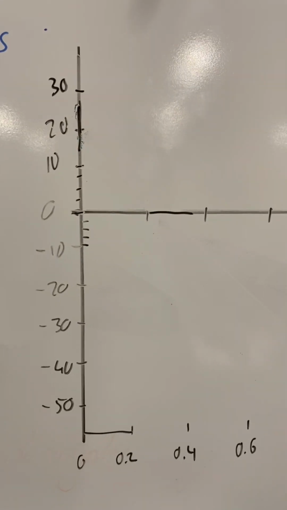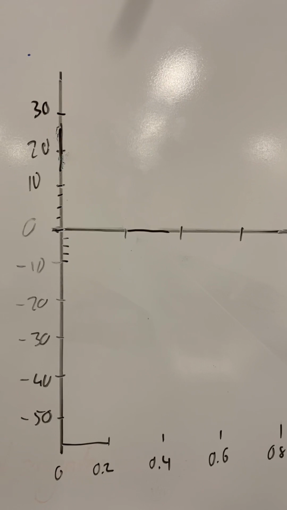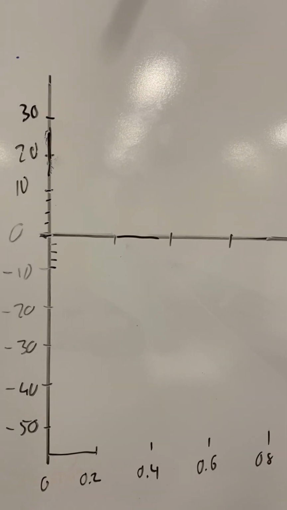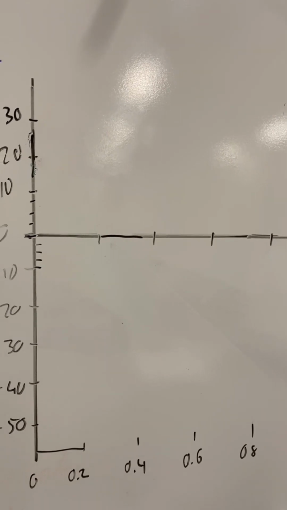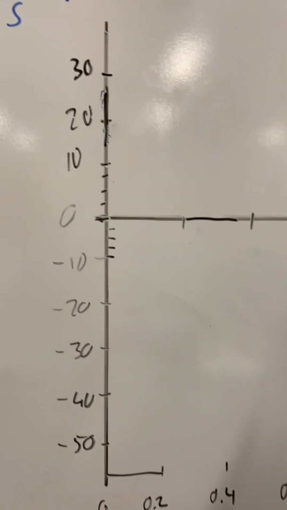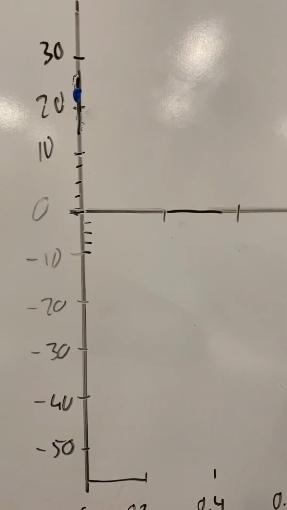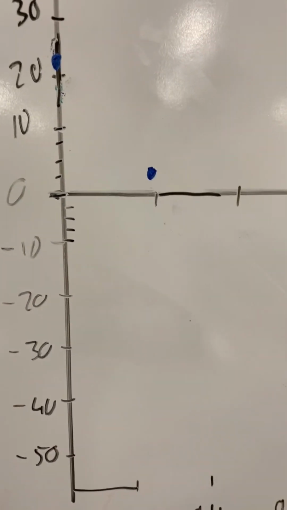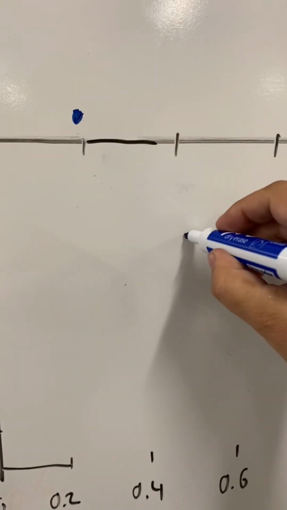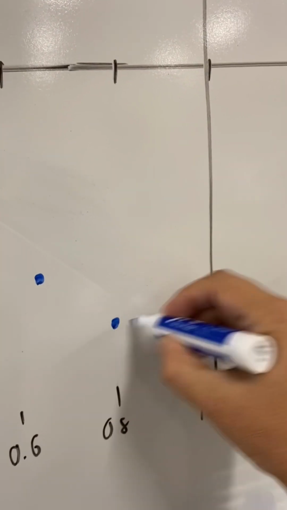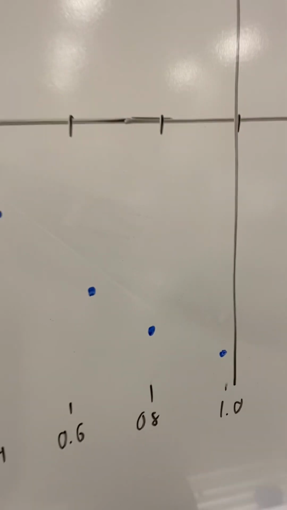Now that we have the graph paper ready, we are ready to plot the data. This is what you do next. You put dots on the graph paper where your data is. So for example, at 0 concentration, that might be somewhere here. And at 0.2 concentration, this might be somewhere here. 0.4 could be here. 0.6, 0.8, and 1.0.